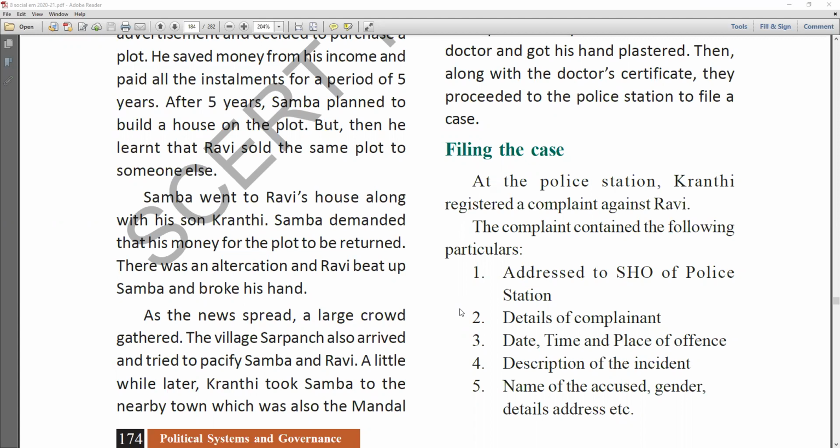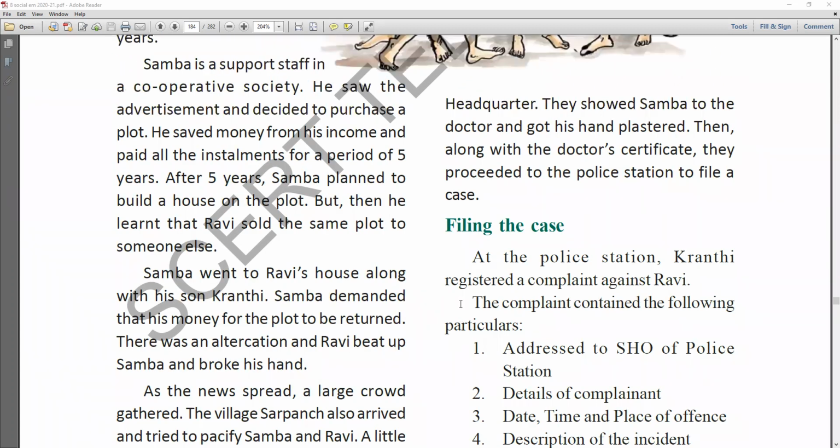After some time, when the hand was very painful, Samba's son Kranti took him to the nearby town, which was also the Mandal headquarters. They showed Samba to the doctor and got his hand plastered. Then, along with the doctor's certificate, they proceeded to the police station to file a case.